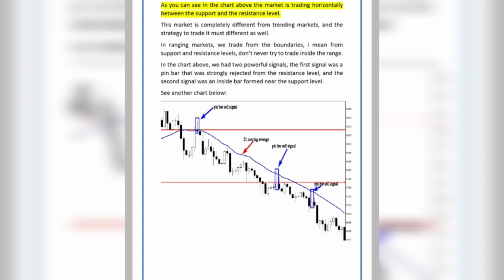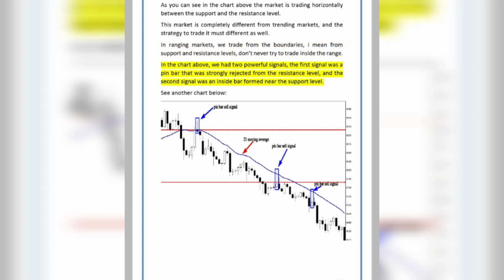As you can see in the chart above, the market is trading horizontally between the support and the resistance level. This market is completely different from trending markets, and the strategy to trade it must be different as well. In ranging markets, we trade from the boundaries, I mean from support and resistance levels. Never try to trade inside the range.